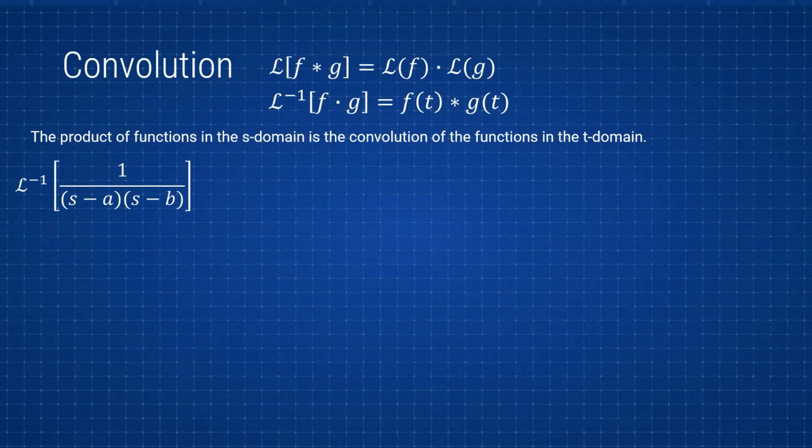So you can see we have here, for example, we're taking the Laplace of f convolution g, and the Laplace of that is equal to the Laplace of f times the Laplace of g. But whenever we take the Laplace inverse of F times G, we don't get f times g of t in the T domain. We get the convolution of those two functions.